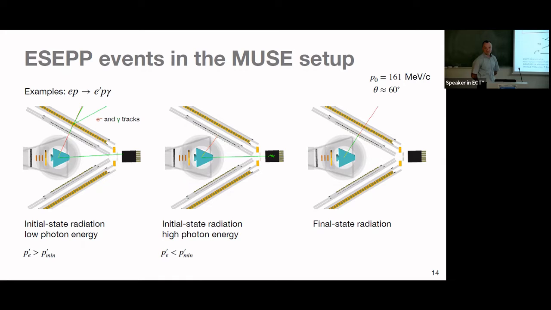So we have a signal in the calorimeter, and we do have an electron going at 60 degrees and punching through our triggering detectors. This event would have been recorded. In the middle, you see a very similar event, except that the outgoing electron has very low momentum.